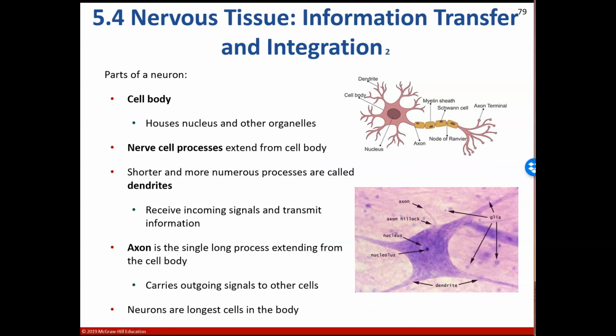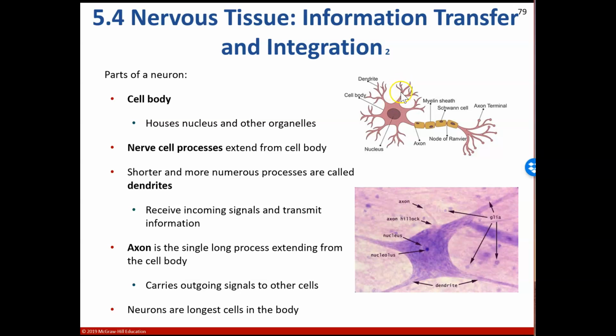Let's take a look at the neuron specifically. So here we have the cell body. This is going to house the nucleus and the other organelles, which are not pictured here, but know that they exist in here. And then we have the nerve processes that extend from the cell body.